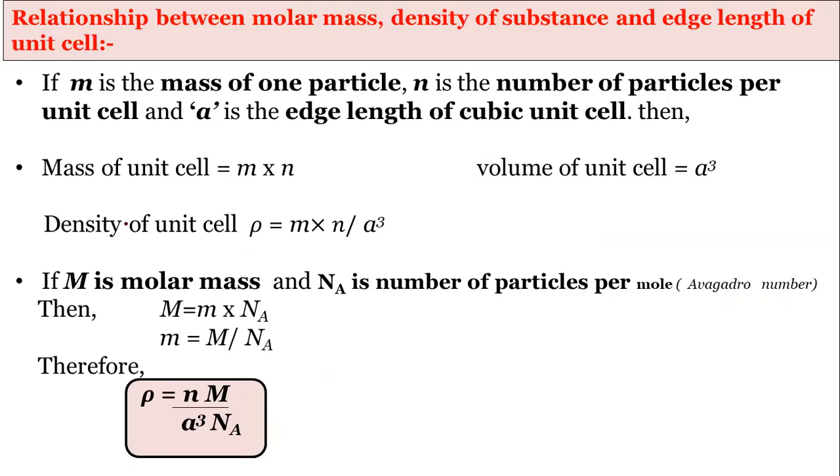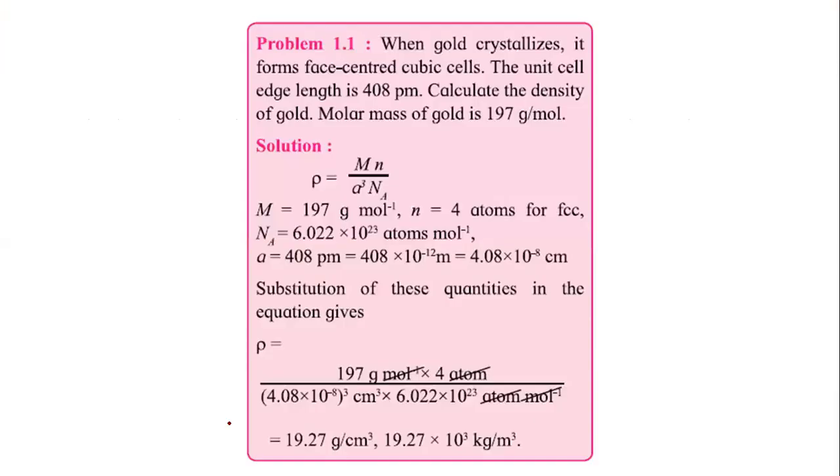If you understand this relationship for density, rho is density, where small n is the number of particles per unit cell, M is the molar mass, a is the edge length, and Na is Avogadro's number, that is, the number of particles per mole. So one numerical is given here, and we can solve the numericals.